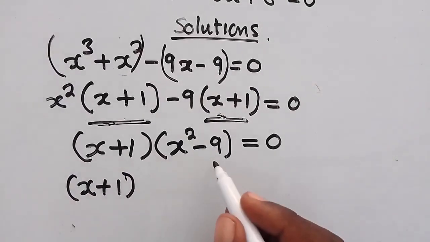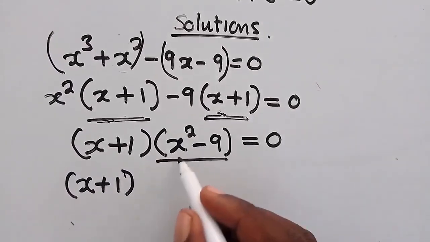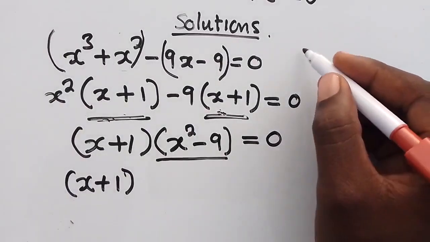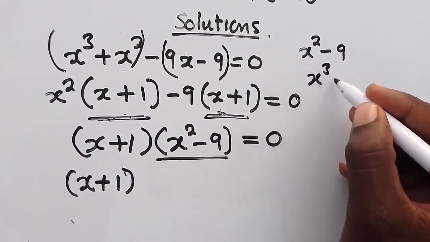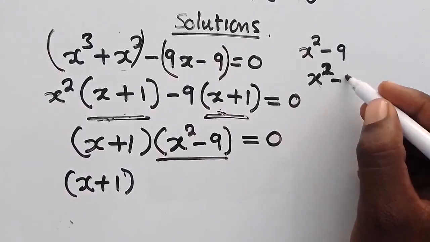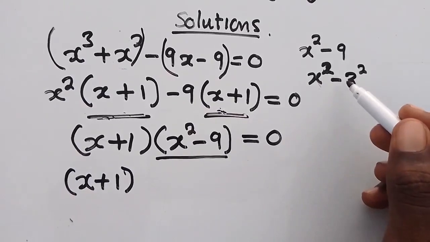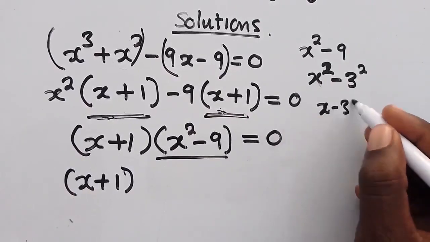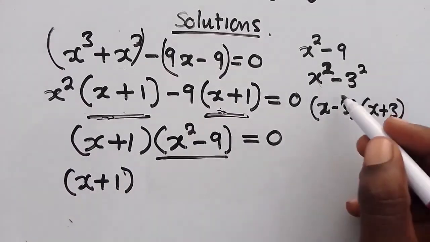But this other one here is a difference of two squares, so you can factorize that further. How do we factorize a difference of two squares? When you are given x squared minus 9, you say x squared, and the square root of 9 is 3, since 3 squared is 9. After you do this, you pick one x minus 3, then x plus 3. So this is the answer here.